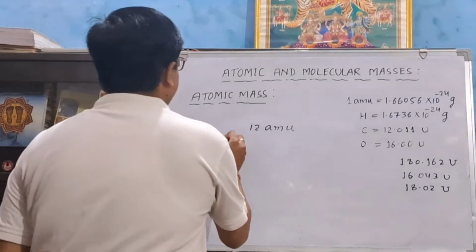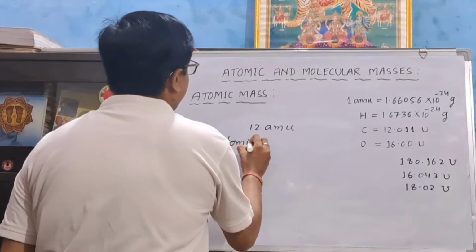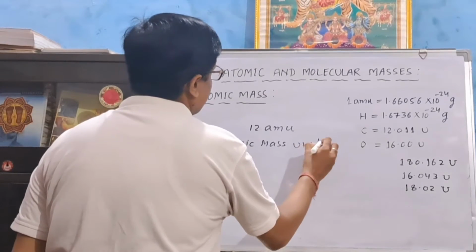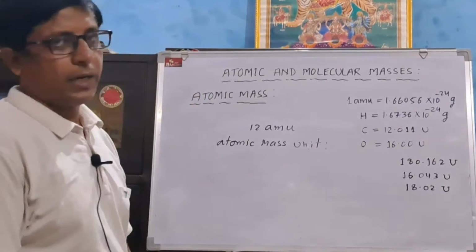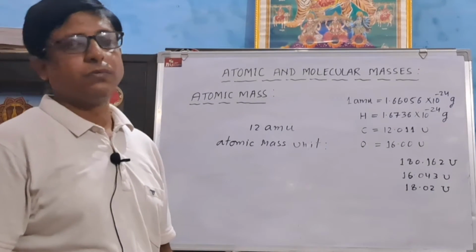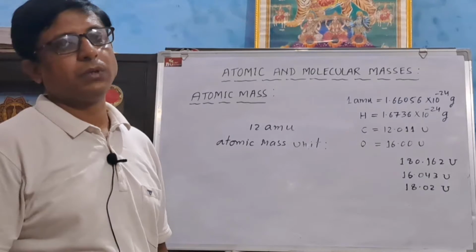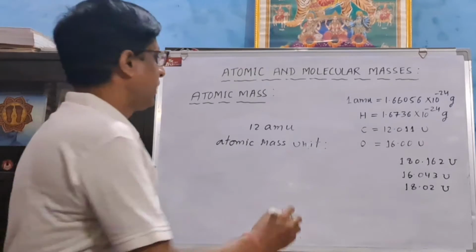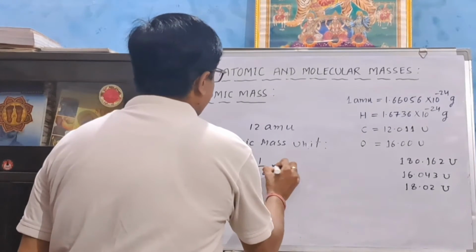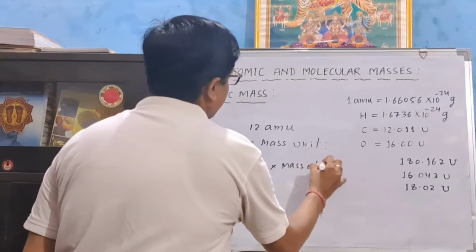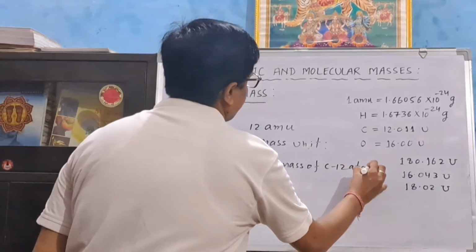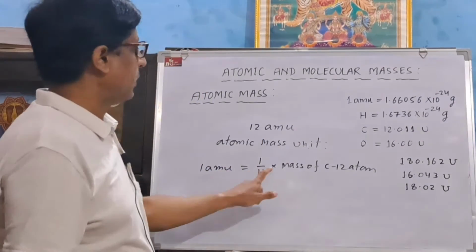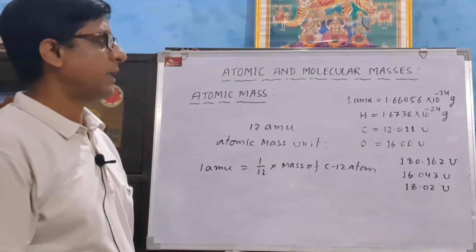Here AMU stands for atomic mass unit. Atomic mass unit may be defined as 1/12 the mass of one carbon-12 isotope. That is, 1 amu is equal to 1/12 of the mass of one carbon-12 atom.